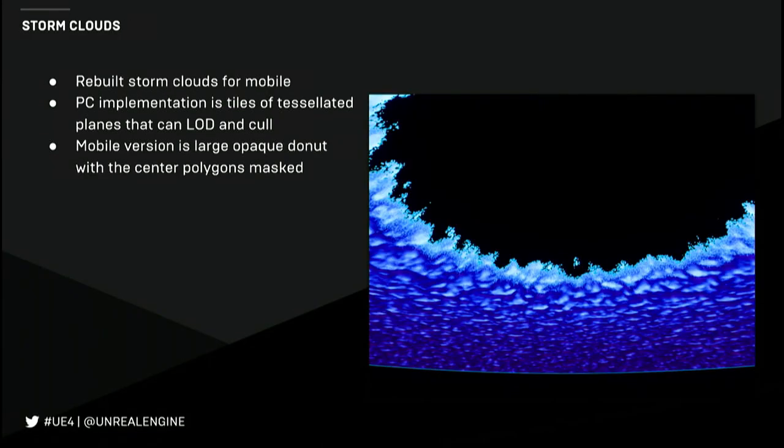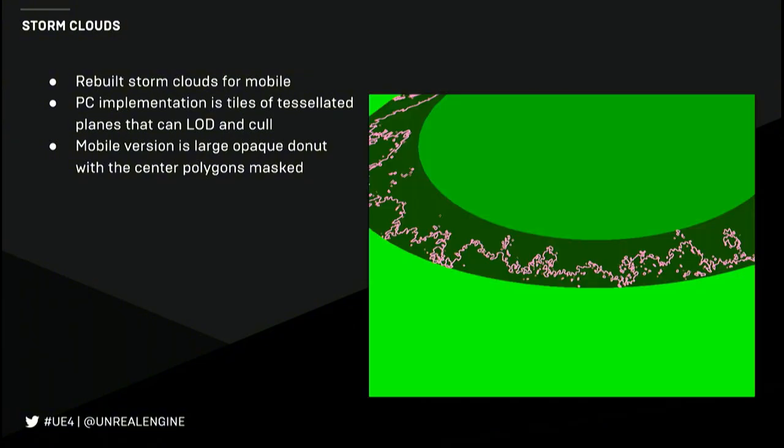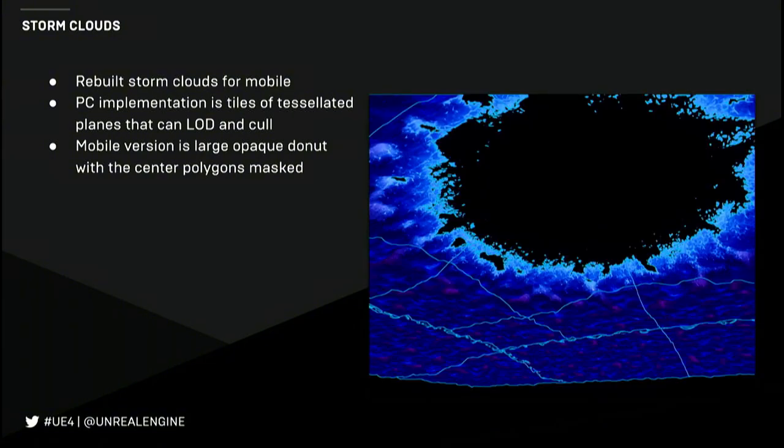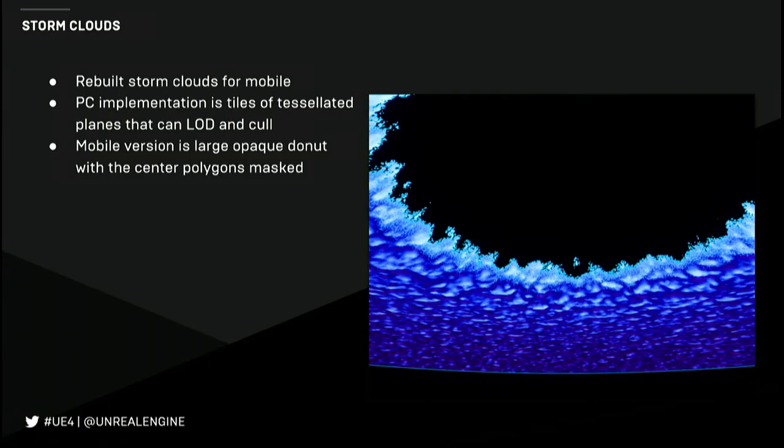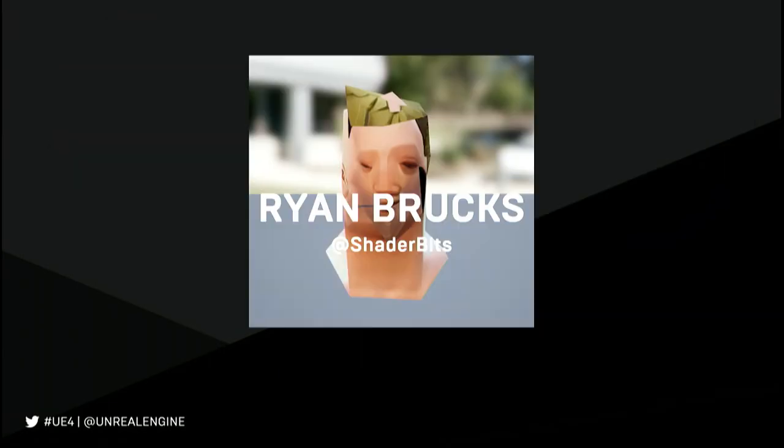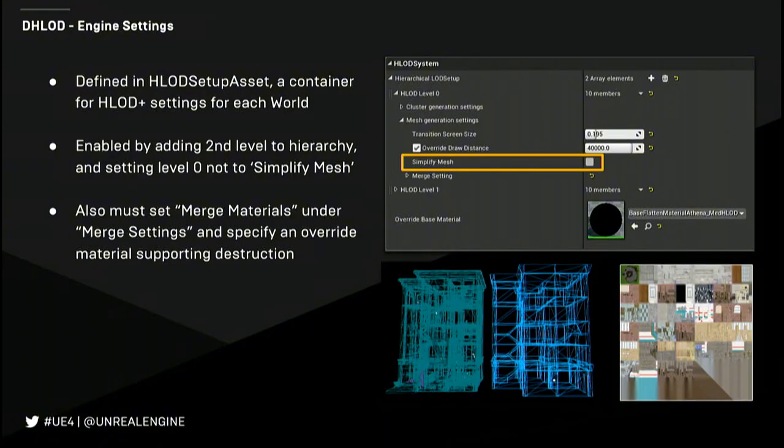The storm clouds in Fortnite are built using tessellated planes in the sky that are tiling. This allows us to cull those planes. Thanks. I'm going to hand it off to Ryan to talk about level streaming and HLODs.